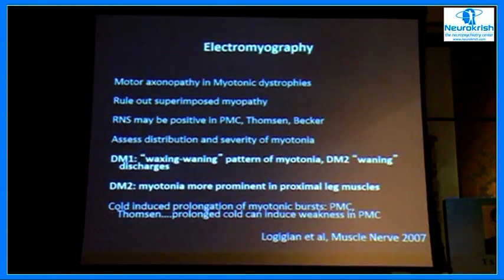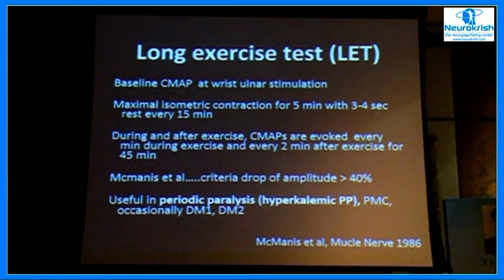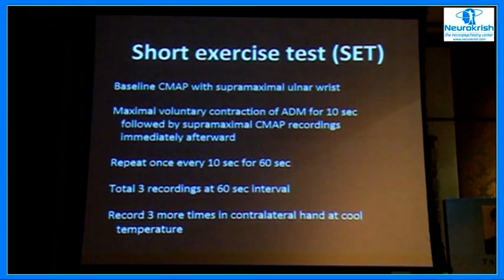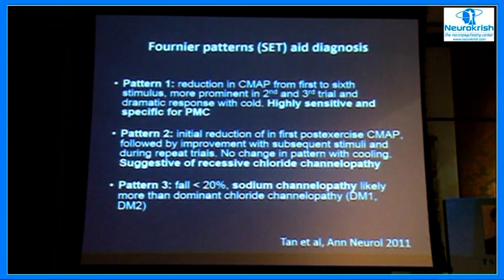We talked about myotonias. We go to the EMG. In myotonias, you look for myotonic discharges. In DM1 you develop a waxing and waning pattern of myotonia, and in DM2 you develop waning. You do a long exercise test, the McManis test, for periodic paralysis, or there is even a short exercise test with Fournier patterns of analysis, which actually can differentiate between the different types.